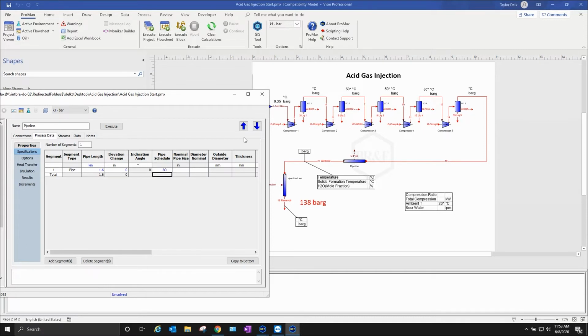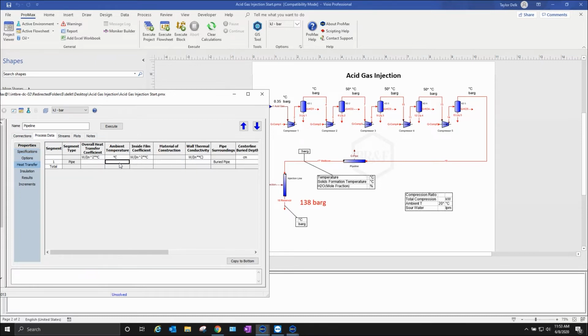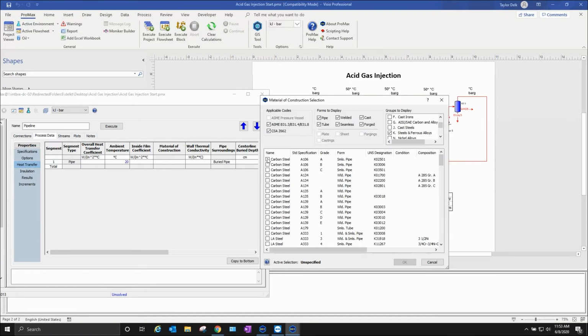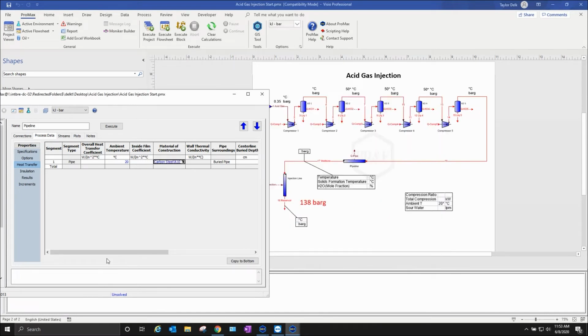Schedule 80 with a nominal pipe size of 2 inches. Our outside temperature is going to be 20 degrees C. Our material of construction is going to be carbon steel. And putting in all this heat transfer information is going to let us predict the heat transfer coefficient and then get that heat transfer information, predict liquid dropout.